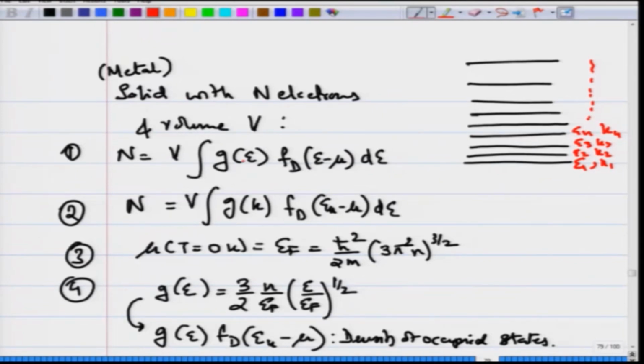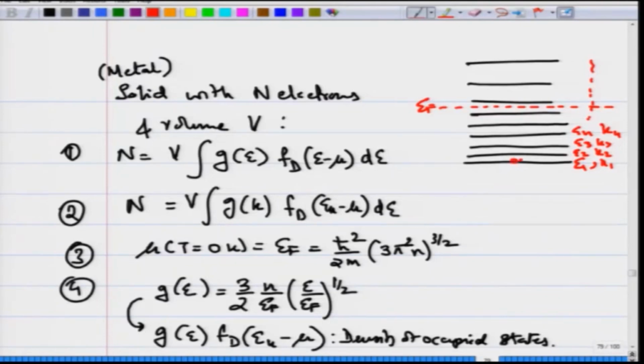This gave us a way to calculate the chemical potential of the system at 0 temperature. The chemical potential of the system at 0 temperature is the Fermi energy, and this Fermi energy comes out not to be a function of the temperature. Temperature has no role to play. The Fermi energy is quite high, and it depends on the density of electrons.